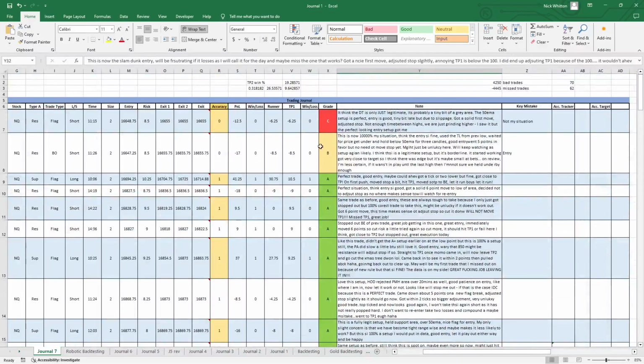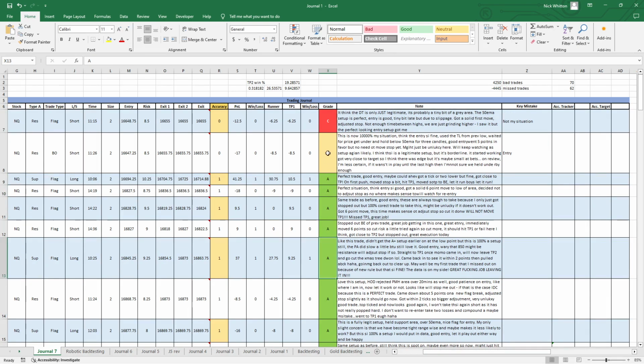Now over here, I have my grading system, and I grade my trades A, B, or C. If it's an A, essentially, I executed my plan how I wanted to. I waited until I had a situation where I believed I had an edge. I got in at the right point, and either I stopped out where I should have, or I took profit where I should have. So these A grade trades, beautiful.